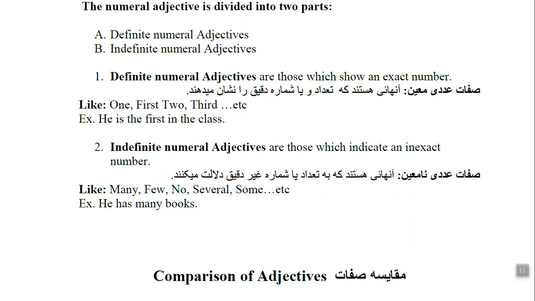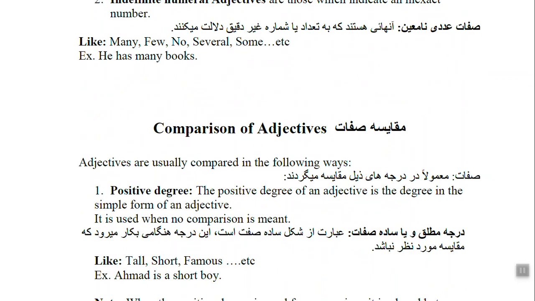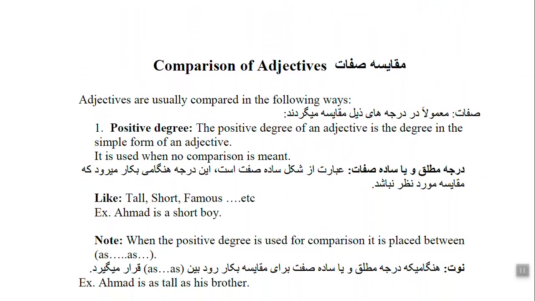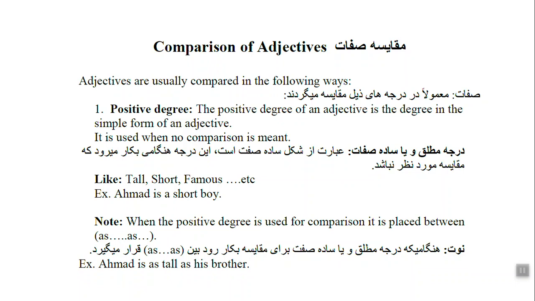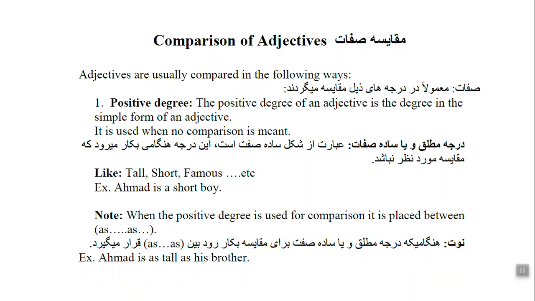Okay, students. Comparison of adjectives. The usual way for comparison of adjectives is using the positive, comparative, and superlative degree. Positive, for example, you can say tall, short, famous, and lots of these things.